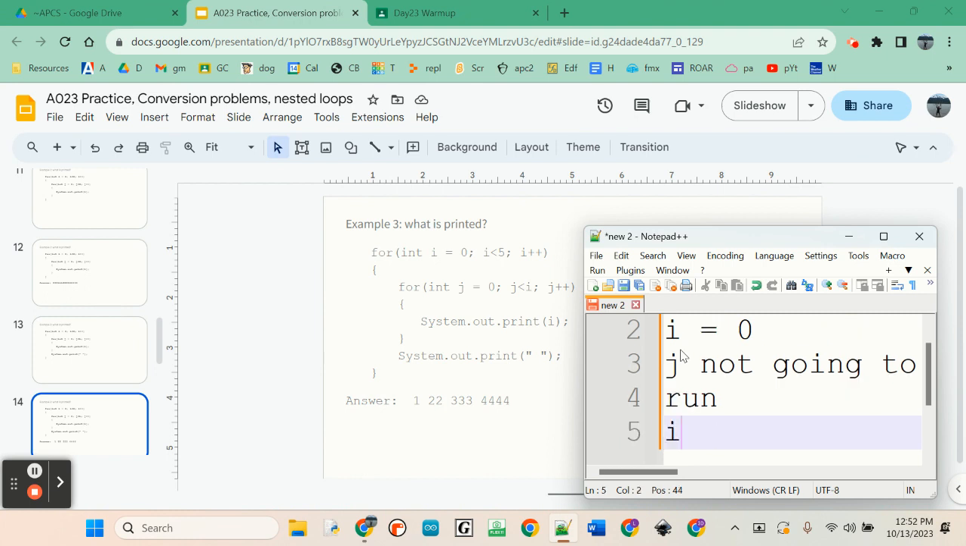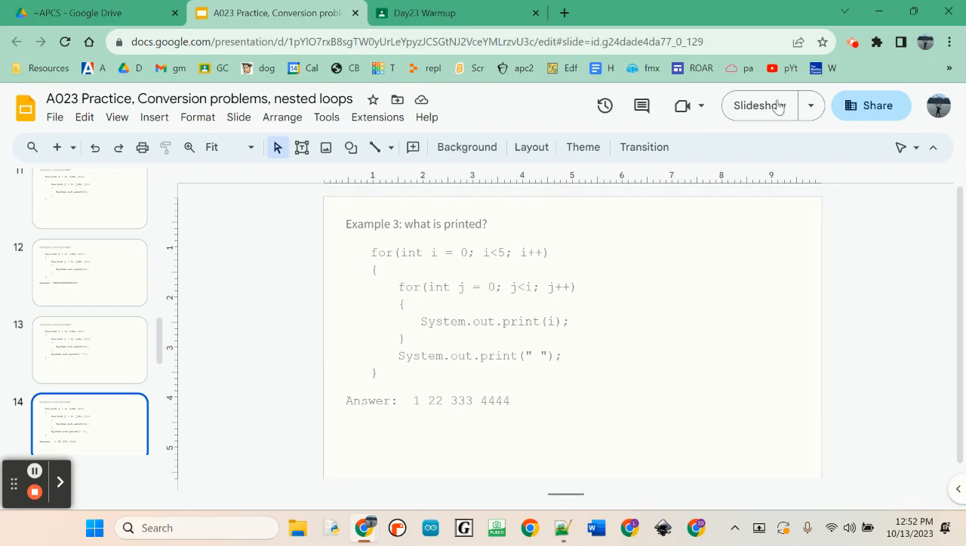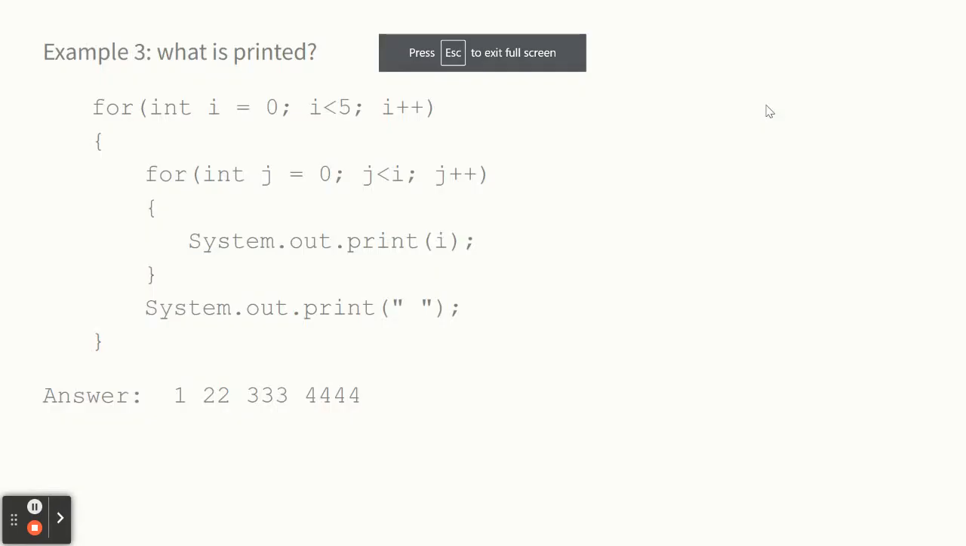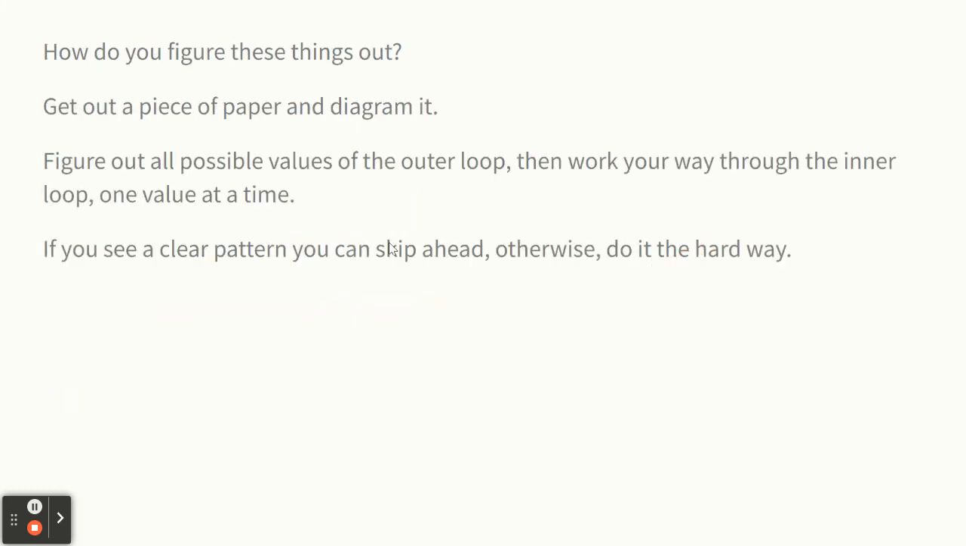Okay, so now I equals 1. And then I do it. It's easier to do on a piece of paper than on a notepad. However, you're going to have to figure out a system that works for you. But these problems are going to come up. So I recommend get out a piece of paper and diagram it.